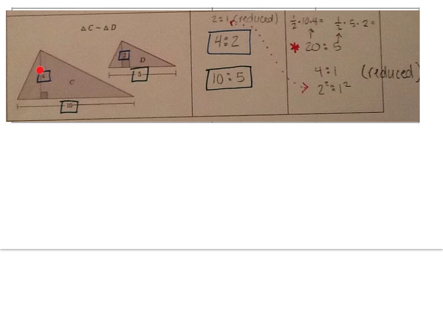Here you have another set of triangles. So I compare 4 to 2 and 10 to 5. 2 to 1 is reduced, so 4 to 2, 10 to 5, that's reduced. If I calculate the area of triangle C, 1/2 base times height gives me 20. Triangle D, 1/2 base times height gives me 5. If I reduce that, I get 4 to 1, which is the same as 2 squared to 1 squared, which is the most basic side scaling, reduced.